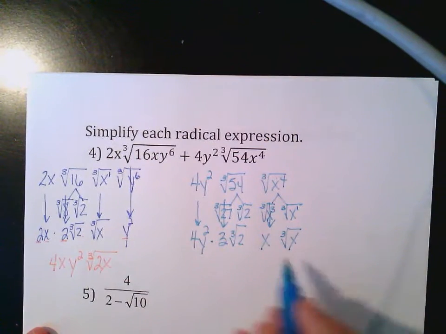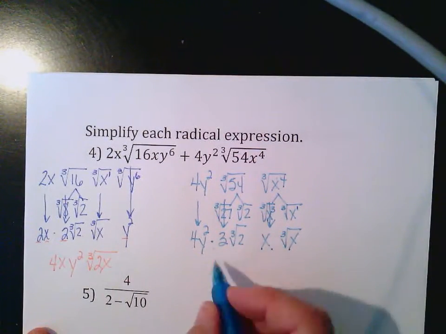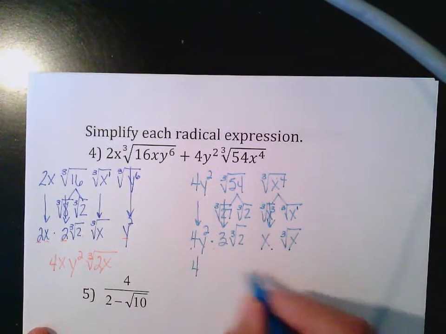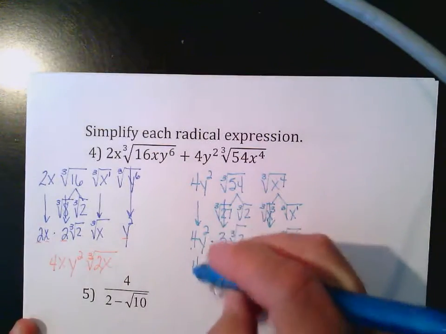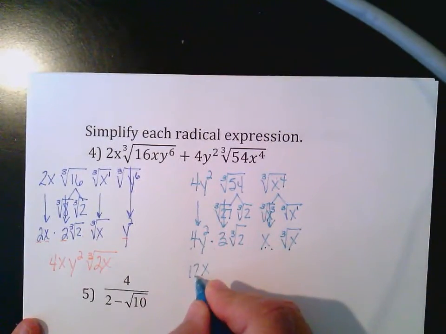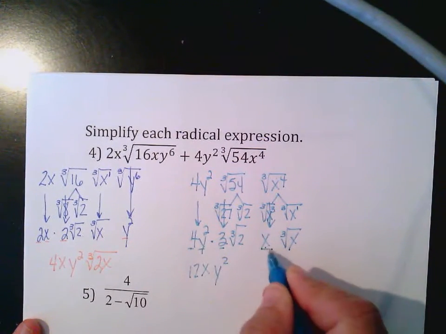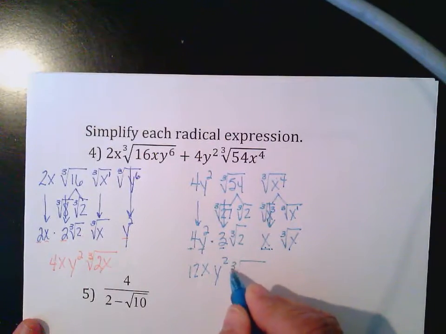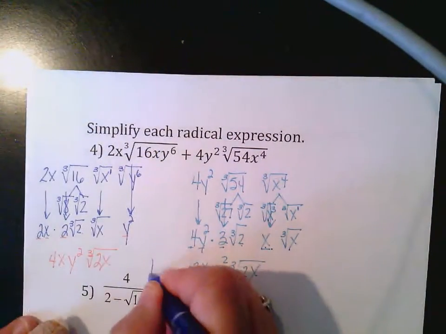So now when I pull this one together, everything that's out in front that's not in the radical gets multiplied together. So I have a 4, I have an x, and I have a, nope, 4 times 3, so that's a 12. Because the 3 is on the outside here, so it's 12x, y to the second, and then under the root, I've got a 2 and an x. And these things are being added together.